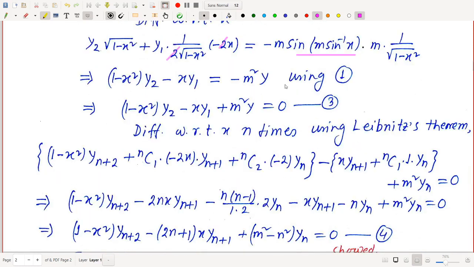Using line number 1 we have got 1 minus x square y2 minus x y1 plus m square y equal to 0, just side changing. So this is our line number 3.